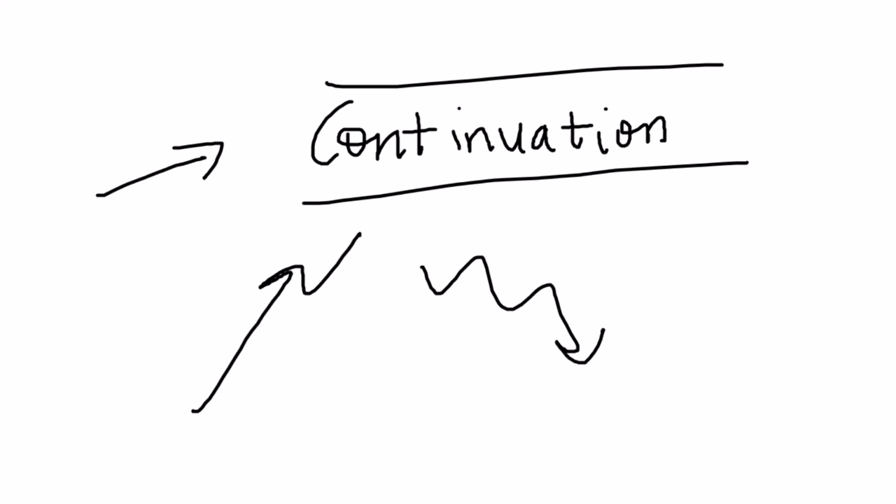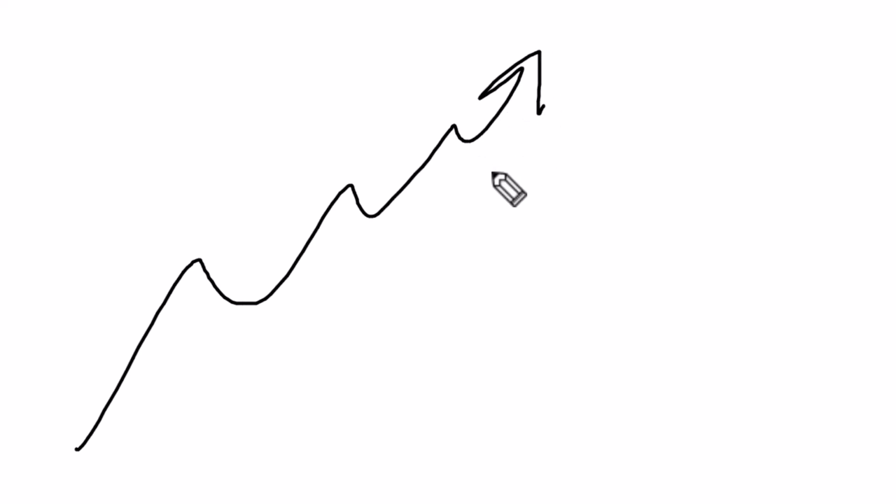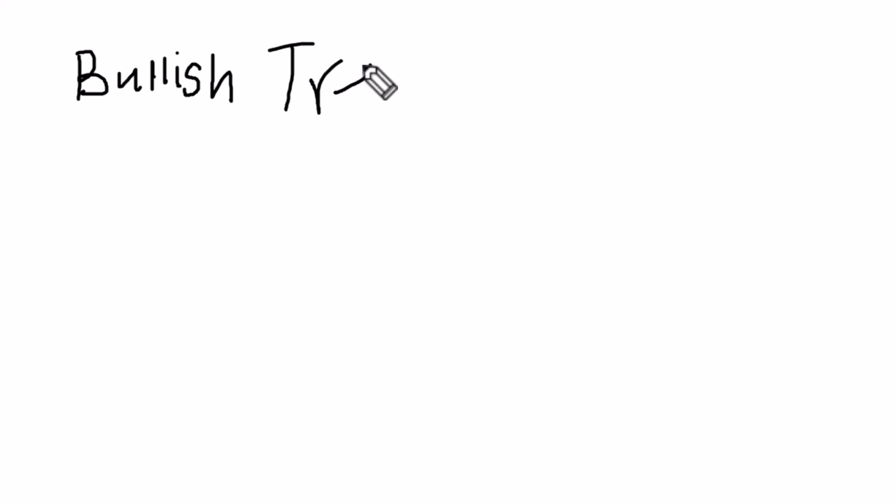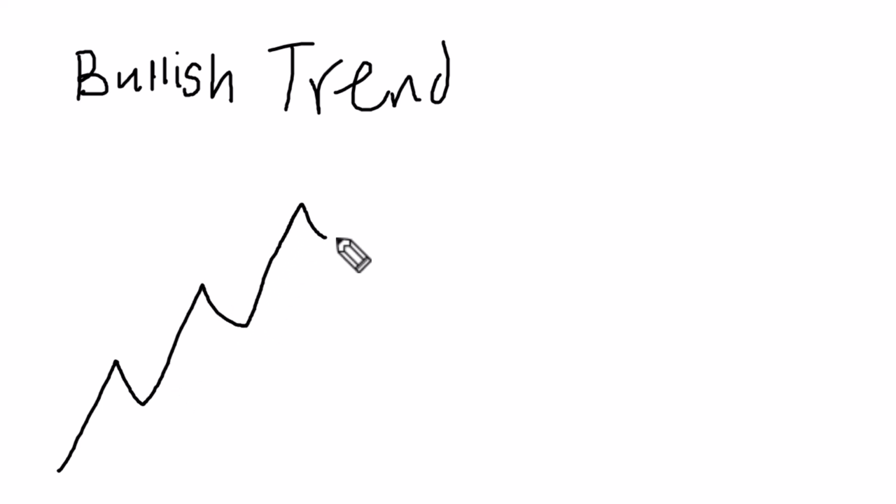Now, in a continuation, or a progressive move, or impulsive move, we need to understand that the market can move in two directions. It's either in a bullish trend or in a downtrend, right? First, let's talk about the bullish trend. Just like I told you in one of our classes, a bullish trend is a market that is giving us what? Higher high, higher low.